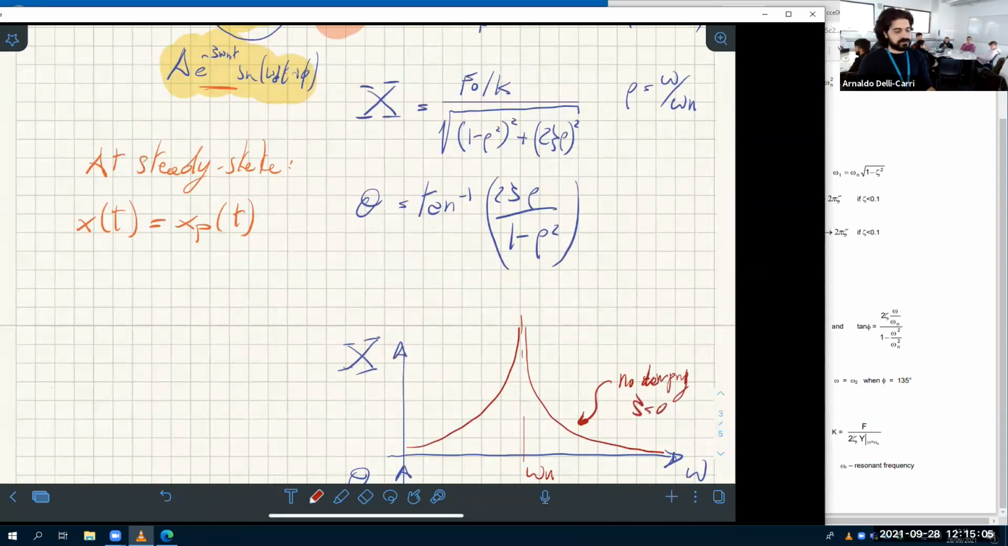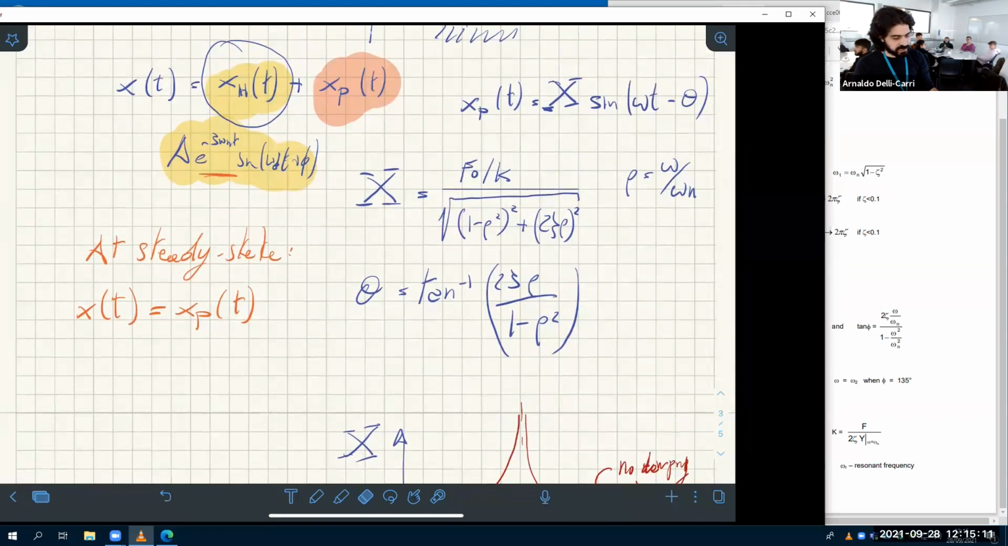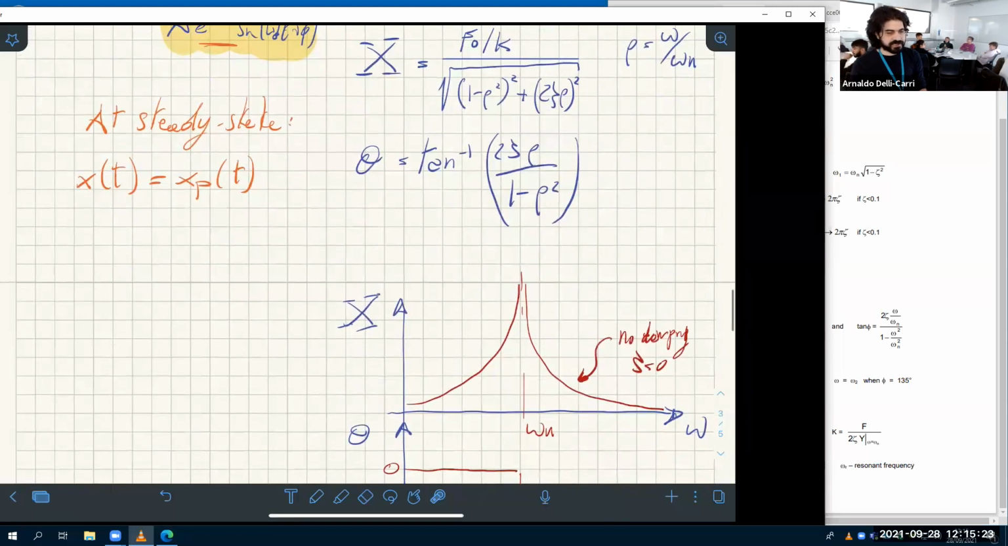When zeta equals 0, see what happens? This amplitude, x, this is a constant. Zeta is 0, so this goes away. 1 minus rho squared. Rho squared is this. If I change the forcing omega, this is the forcing omega. If I force very lightly, I get a vibration. If I force it just at the right frequency, everything explodes, basically. It explodes because you have infinite amount of amplitude. This is an asymptote. See?